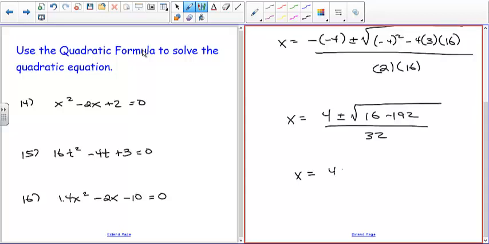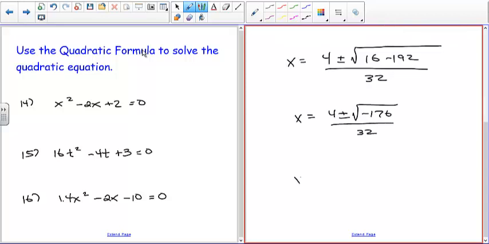So we get 4 plus or minus the square root. So 192 minus 16 is 176. So minus 176, all divided by 32. I get 4 plus or minus the square root of negative 176, well no, the square root of 176 times the square root of negative 1, all divided by 32.